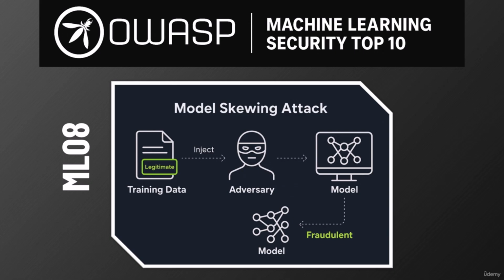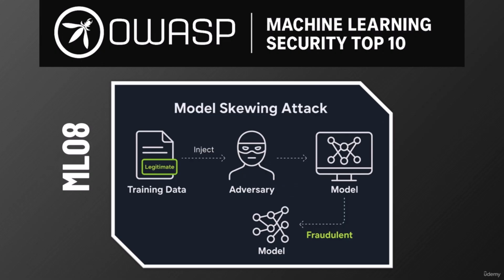Model skewing attacks occur when an adversary deliberately manipulates a machine learning model's behavior to produce biased outputs that serve their interests. This is usually done by injecting misleading, inaccurate, or selectively labeled data into the training set, leading the model to learn distorted patterns that favor the attacker.